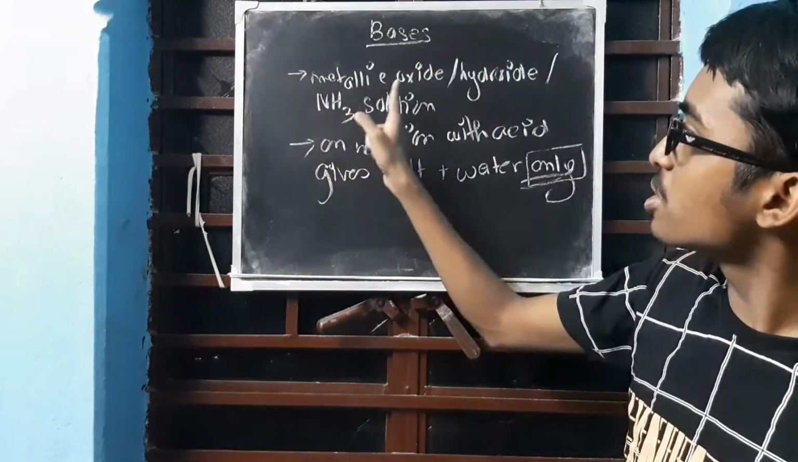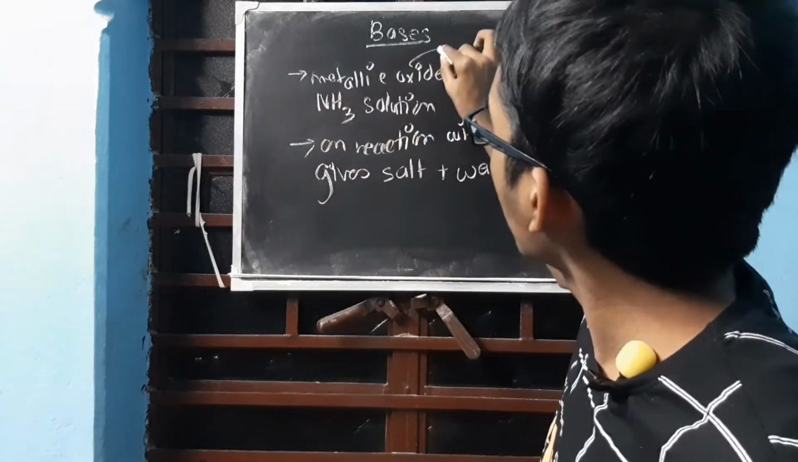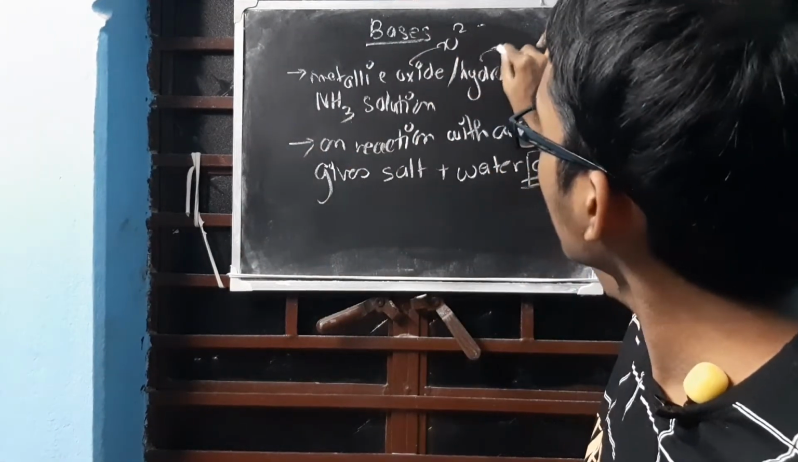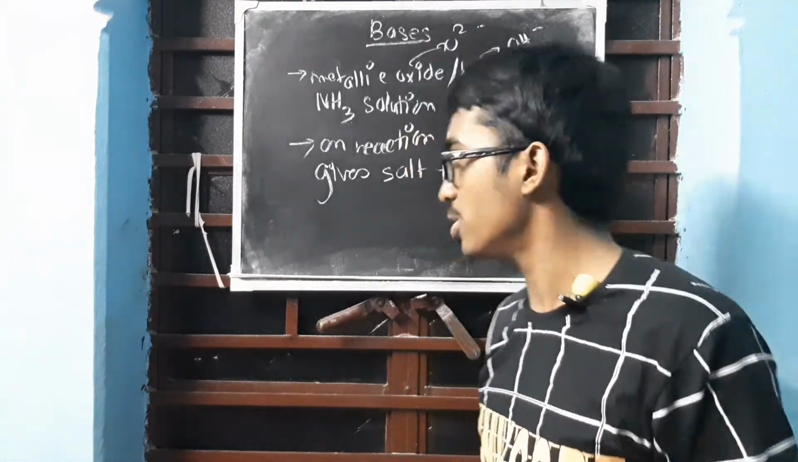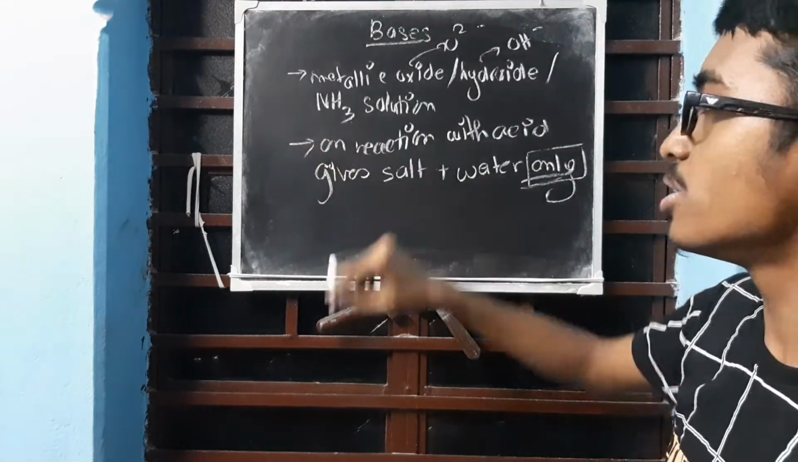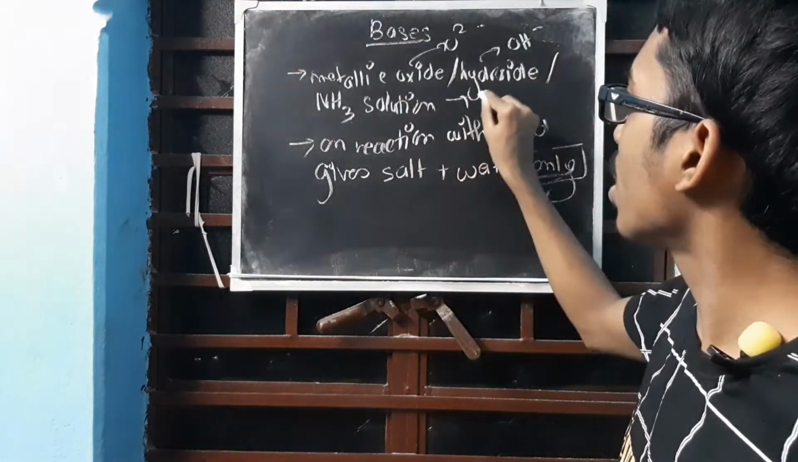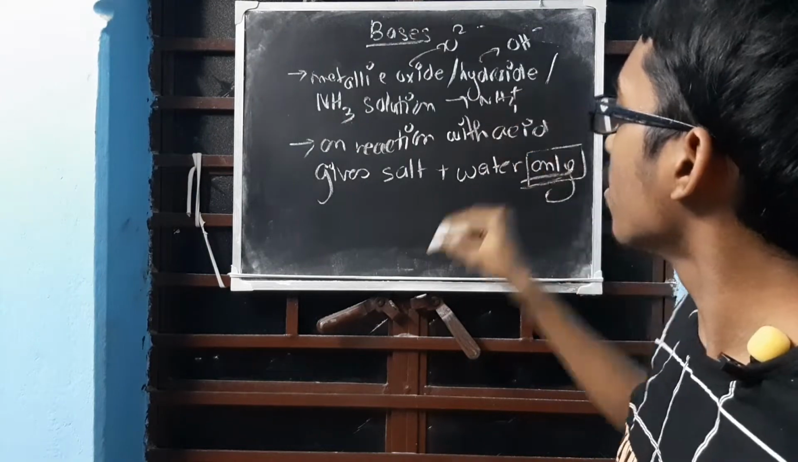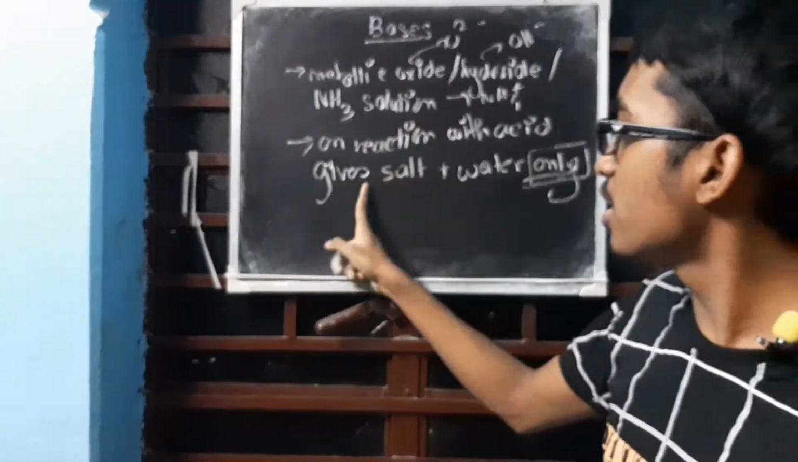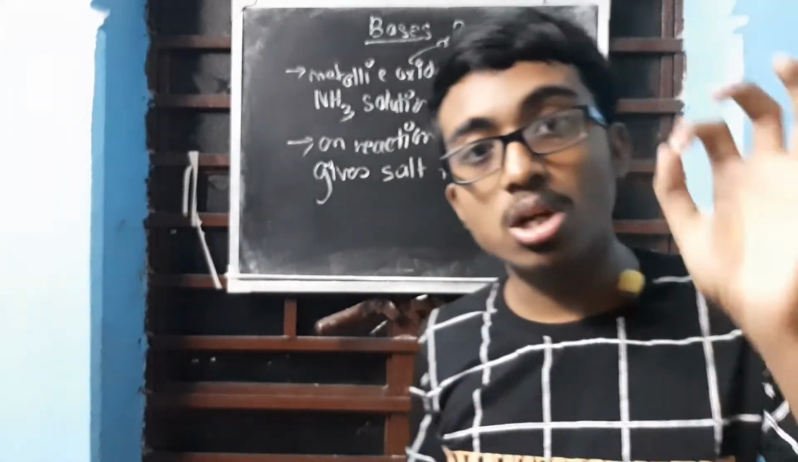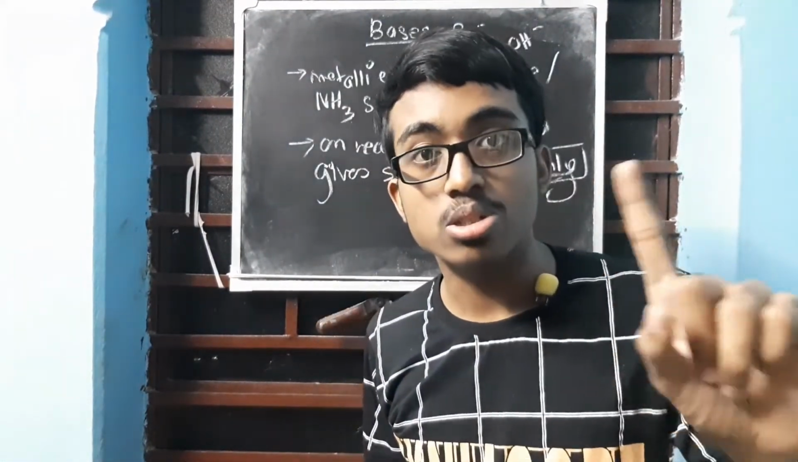So this base can be a metallic oxide, that means it has to contain the O2- ion. A metallic hydroxide has to contain the OH- ion. Hydroxide is OH-. And this is an NH3 solution, so it will have the NH4+ ion. So this is going to have what ion? Ammonium ion. On reaction with acid it gives salt plus water only. If anything other than that comes out, then it is not a base.